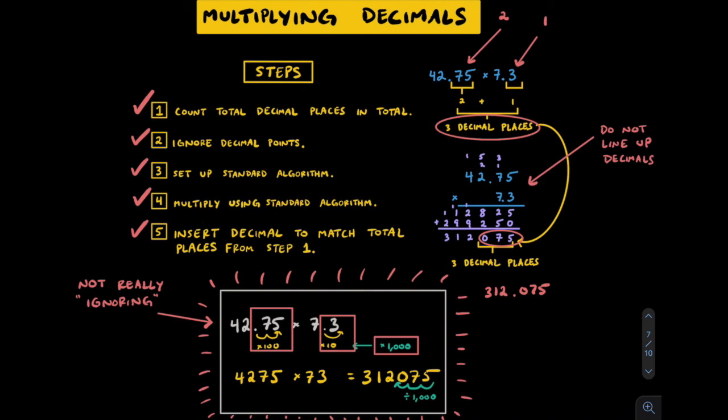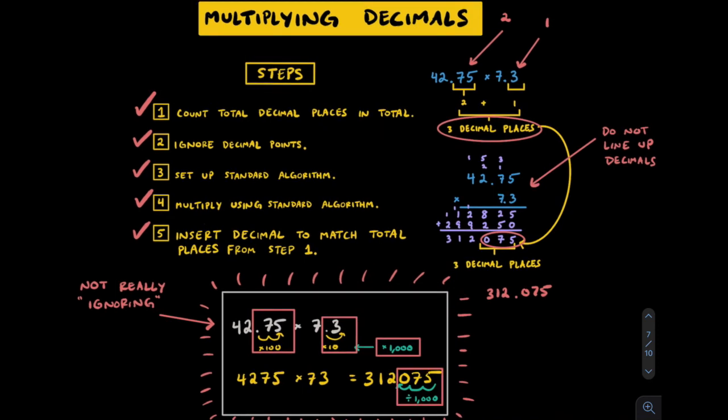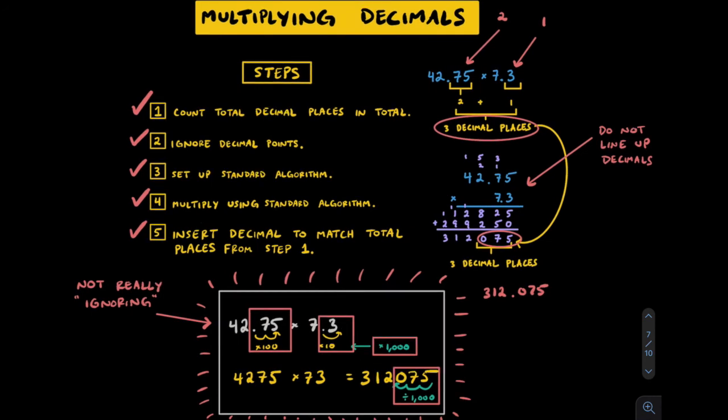If we multiplied one of the factors by 100 and the other one by 10, we really are multiplying the product by 1,000. Hopefully it makes sense why we're going to divide our product by 1,000 to get a more reasonable answer. While this is what's really happening behind the scenes, feel free to imagine that you're just ignoring the decimal places and putting them back in at the end.